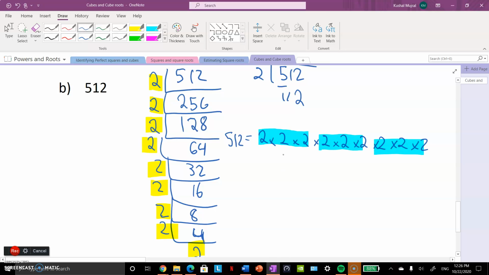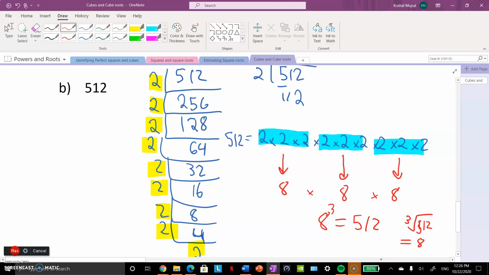Okay, and so 2 times 2 times 2 is 8. 2 times 2 times 2 is 8. 2 times 2 times 2 is 8. So this is 8 times 8 times 8. So 8 cubed equals 512, which means that the cube root of 512 is 8. Okay?